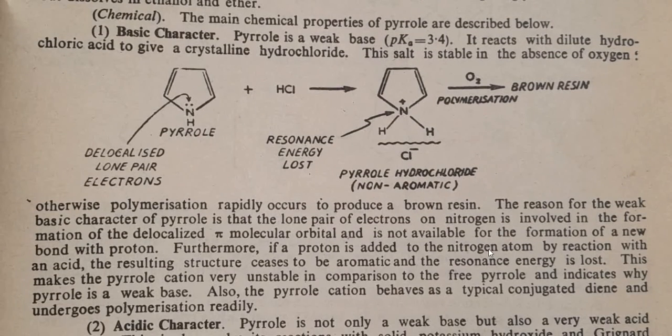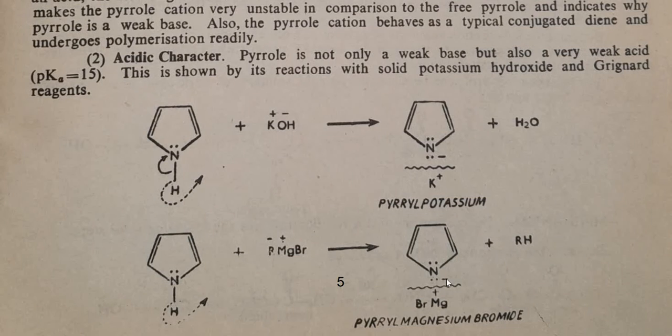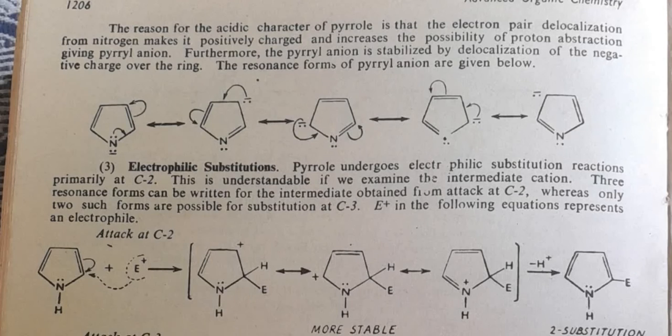Now basic properties. Because pyrrole is basic, it reacts with acid and forms this salt. So this reaction shows that the pyrrole has basic properties. Now acidic properties, you can see this hydrogen is easily replaced with OH minus, forming this pyrrolyl potassium. This reaction indicates pyrrole is acidic in nature also. So this is the resonating structure.